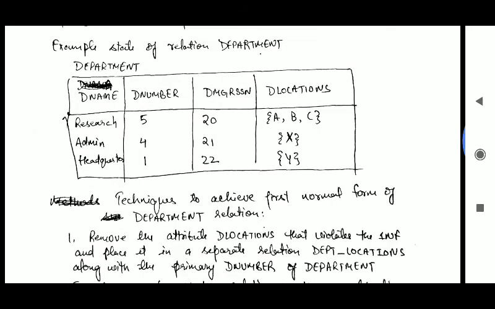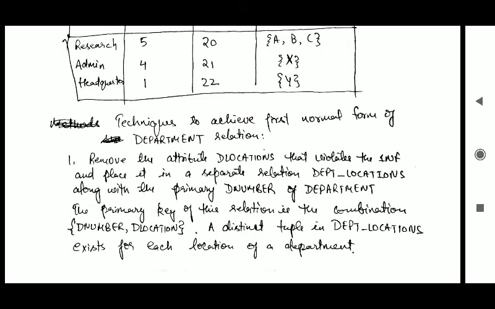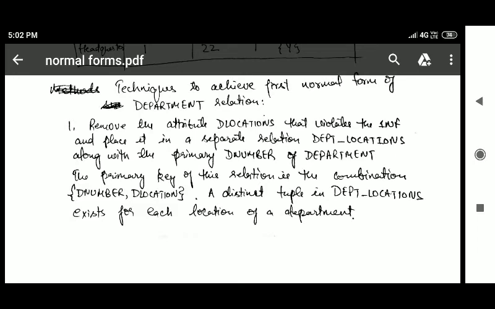Now there are three techniques to achieve first normal form of this department relation. So what is the first technique? The first technique is remove the attribute D locations that violate the first normal form and place it in a separate relation department locations along with the primary key D number of department. The primary key of this relation is the combination of D number and D location, and a distinct tuple in department locations exists for each location of a department.